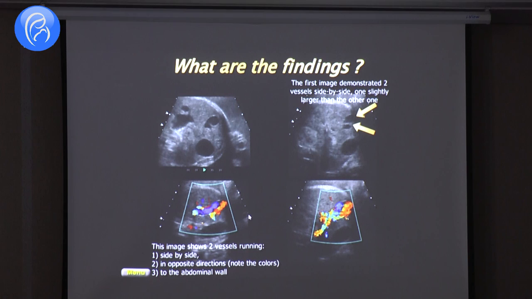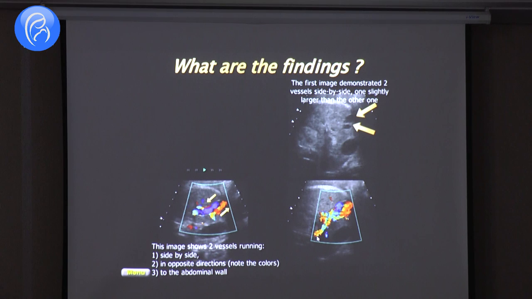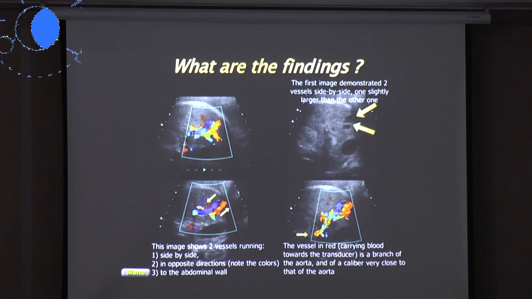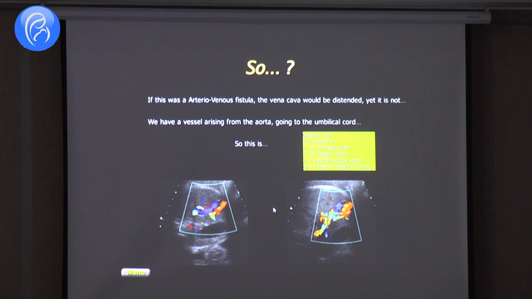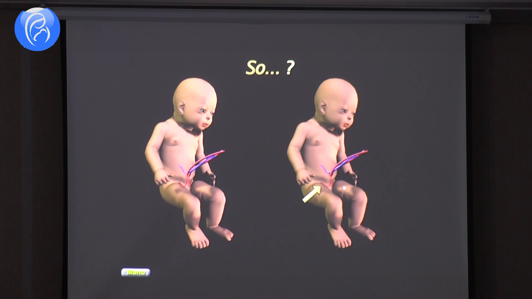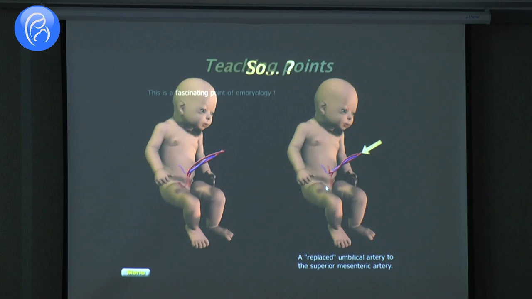They go in opposite direction. And this is interesting. Look at this vessel here. It comes from the aorta and it goes straight into the umbilical cord. So here we have a very unusual vessel that goes right out of the aorta and into the umbilical cord. So this is what is called a replaced umbilical artery to the superior mesenteric artery. So normally we have two umbilical arteries going this way. This baby is missing one of these two umbilical arteries, and his umbilical artery is arising from the superior mesenteric artery.